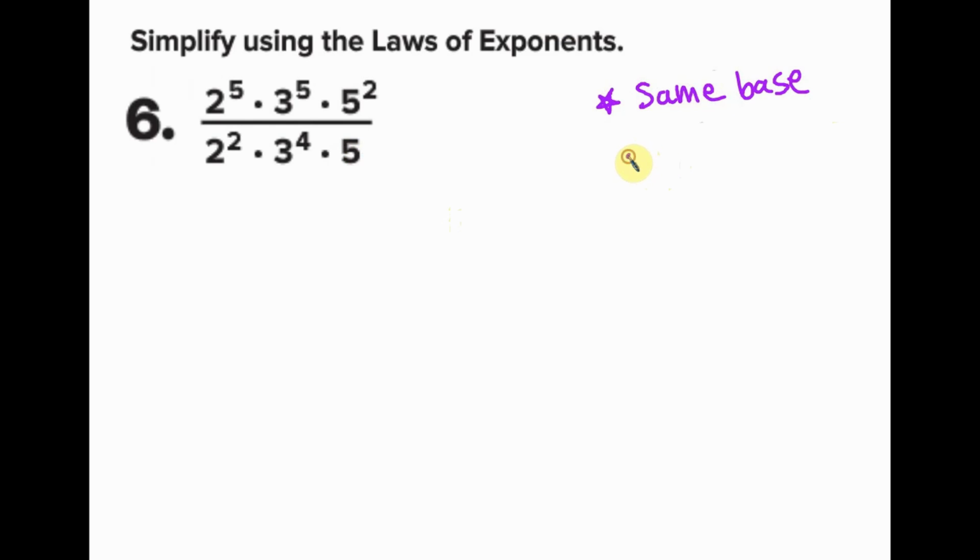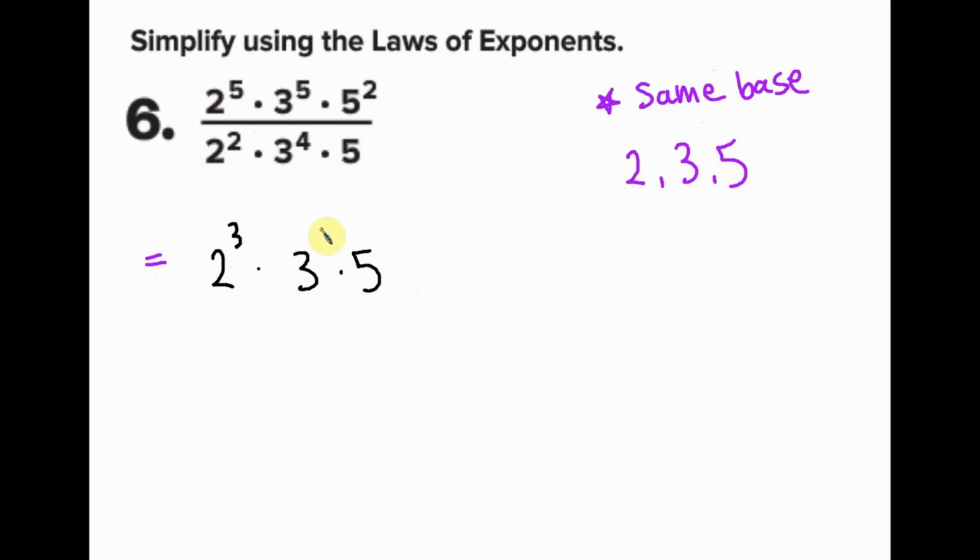The first one is 2, the next one 3, and then 5. When you simplify, you can only simplify 2 with the 2, 3 with the 3, and 5 with the 5. Let me write it down. Since I know that the answer has to do with 2 times 3 times 5, and those are my bases, 5 minus 2, I will get 3.